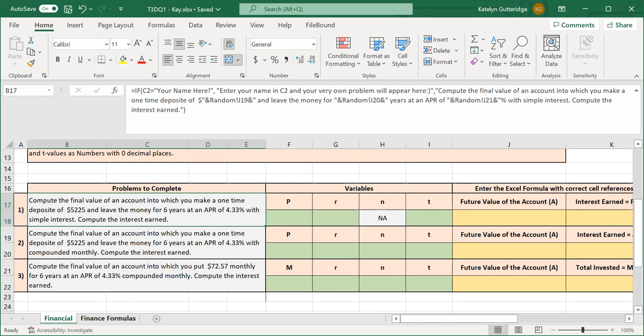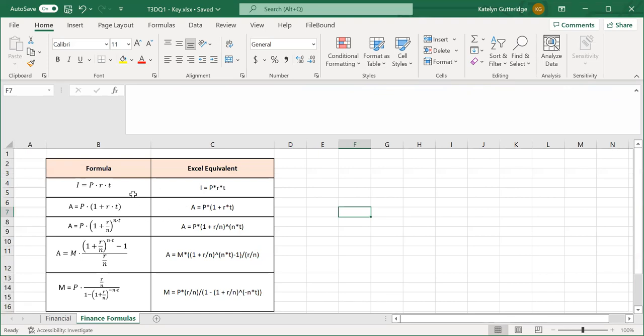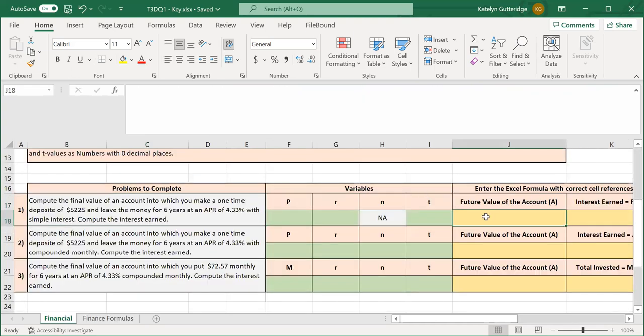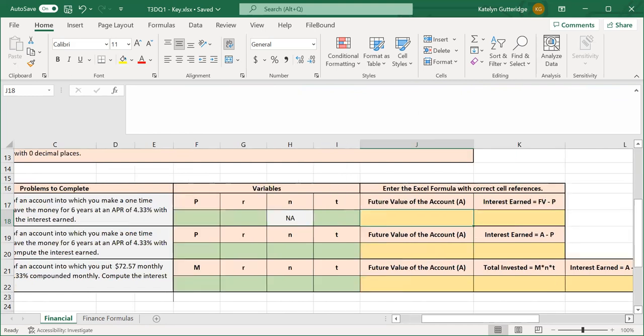When we look at our finance formula list, the first 2 formulas deal with simple interest. So we're looking at the first 2 formulas here. When you work with the simple interest formulas, the first formula tells you just the interest and the second formula tells you the future value. If we go back to our Excel sheet, we're going to start by finding the future value of the account, and then we're going to find the interest earned, and they give us a specific formula to use for interest earned.